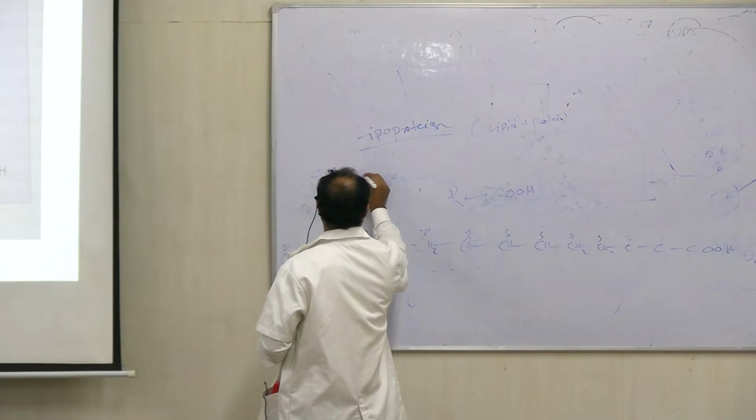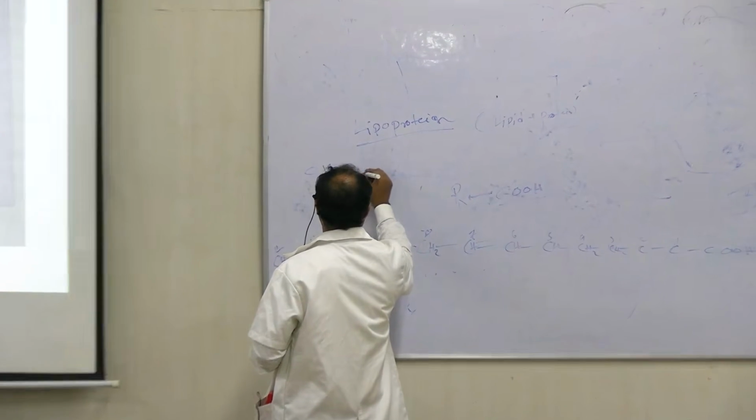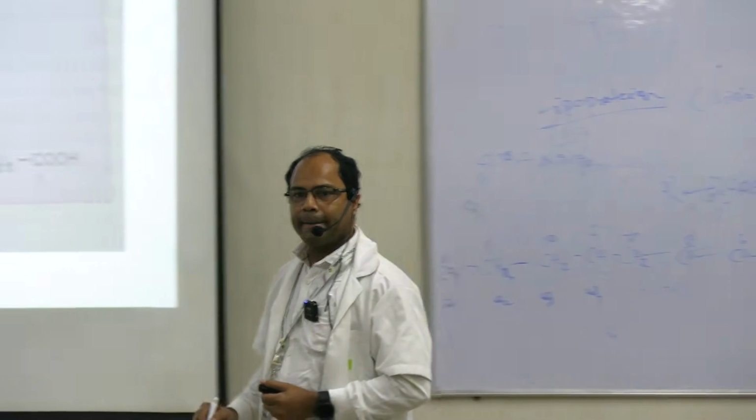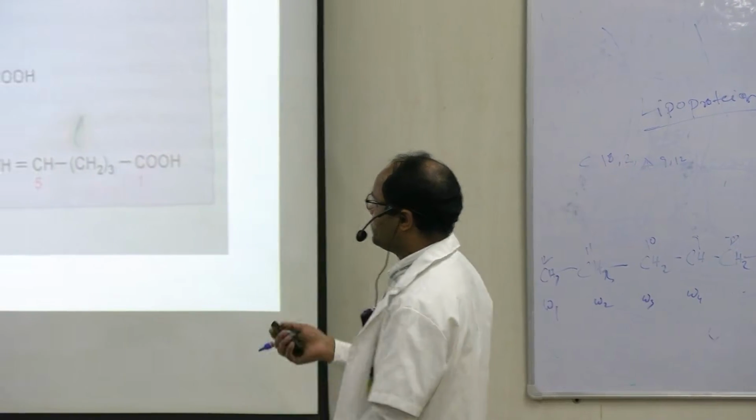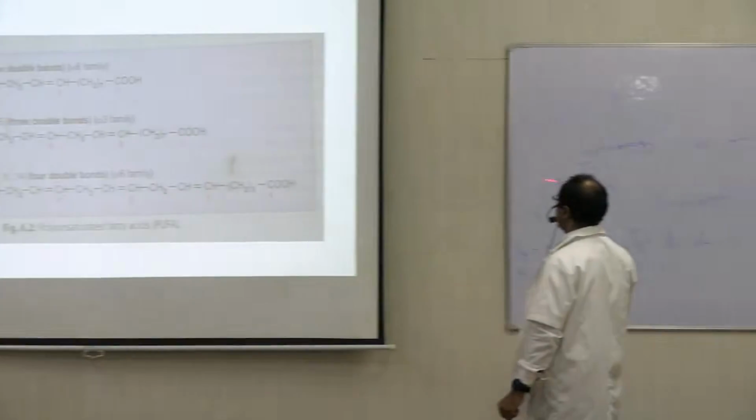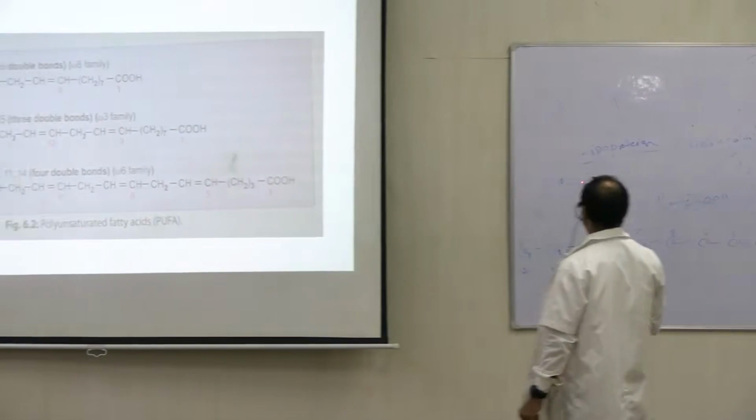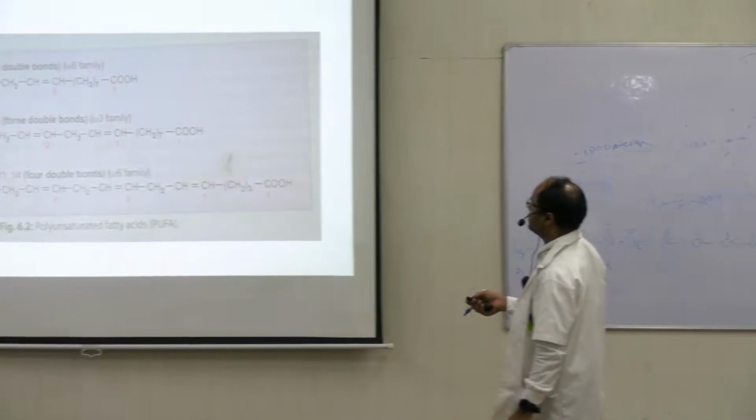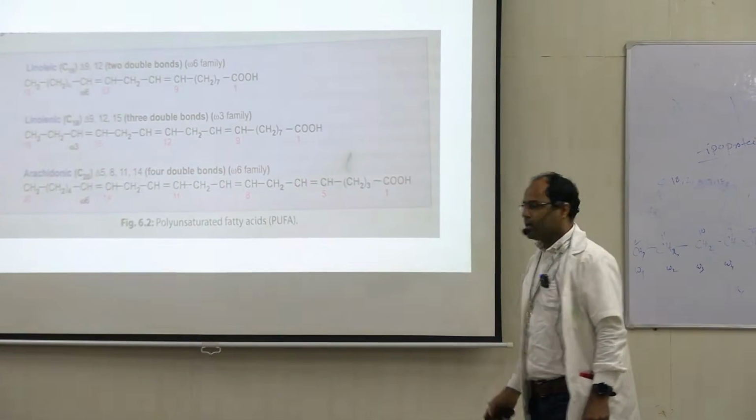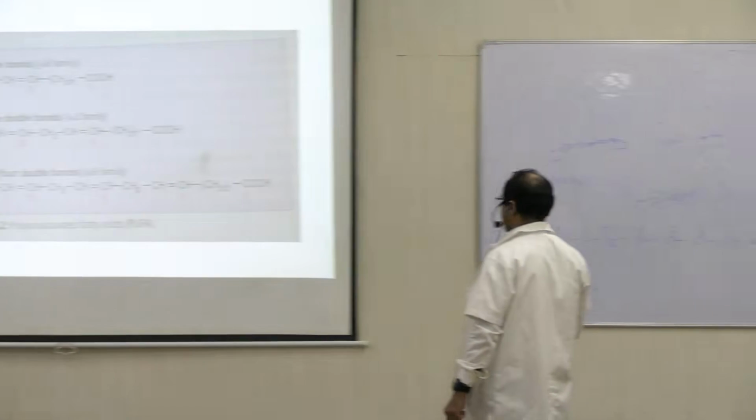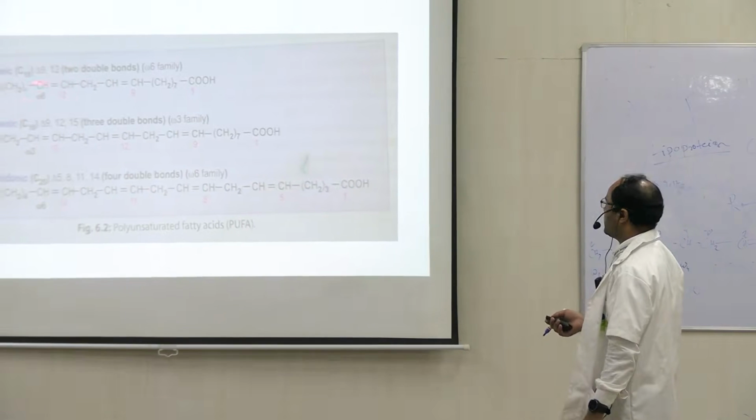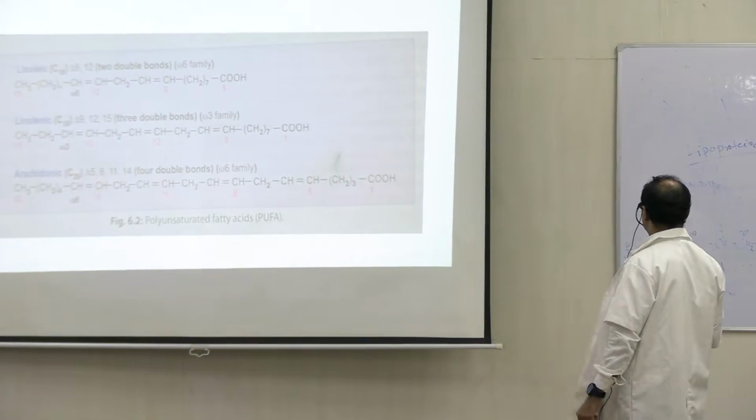Delta 9, 12. Clear? Starting from C, this is C18, 2 double bonds, and delta 9 and 12. Clear? Delta means 9 and 12. 9 means in between 9 and 10. Clear? And 12 means a double bond between 12 and 13.